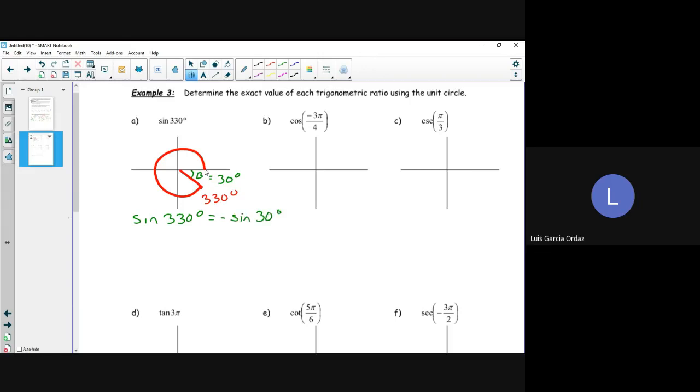When you say exact value, can you just leave it the way they give it to you? Exact value means they want the ratio. Oh, okay. So what is sine of 30 usually? What is our ratio for sine 30? One half. So sine 330 is equal to negative one half. Okay, that makes sense.